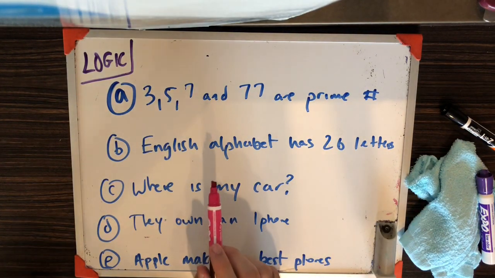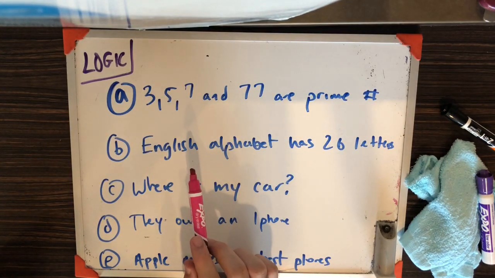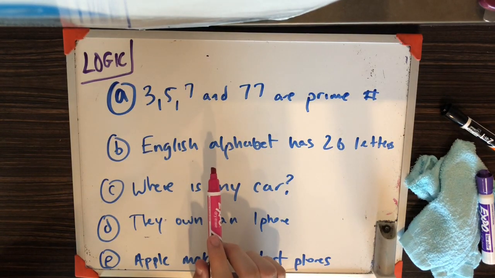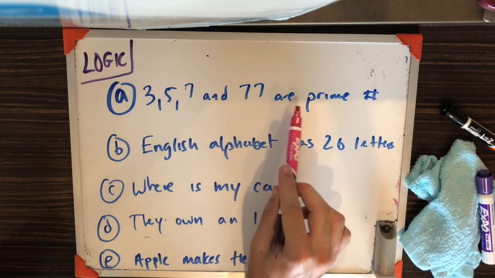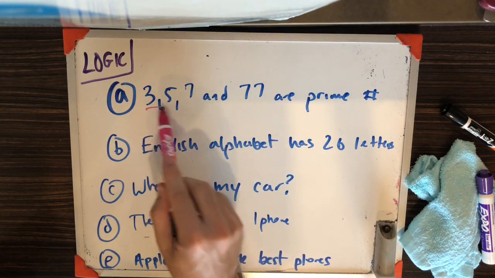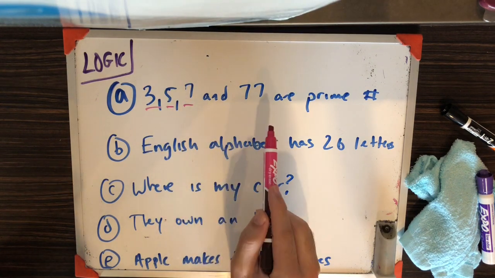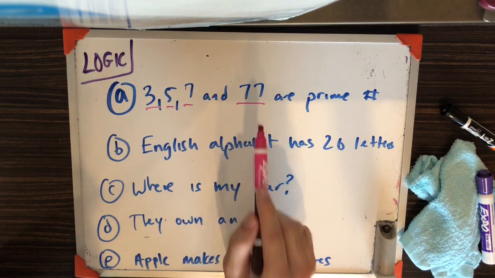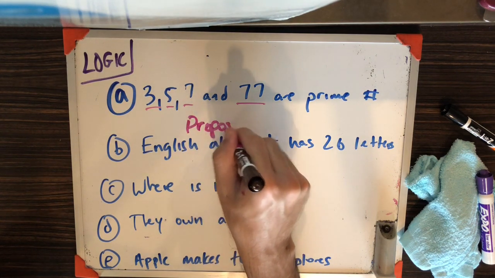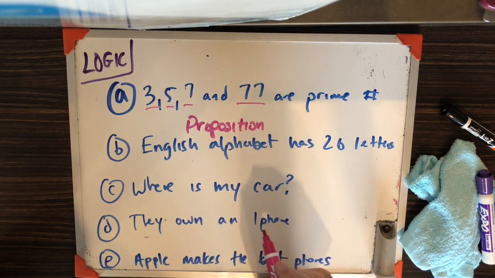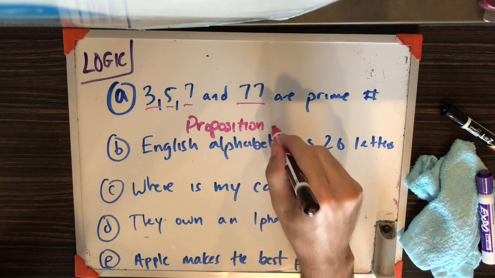Alright, so for logic, let's figure out whether these are propositions. If they're propositions, tell whether true, false, or indeterminate. 3, 5, 7, and 77 are prime numbers. Well, 3 is a prime number, 5 is a prime number, 7 is a prime number. 77 is not a prime number. So again, this is a proposition. Remember, propositions are either true or false. This is a proposition, but it's false.